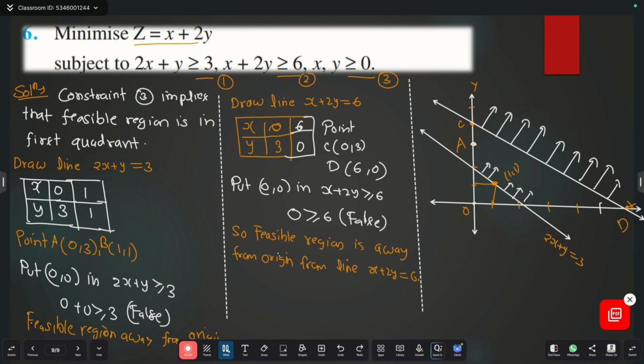Obviously this is unbounded because it is going upside. Bounded below, unbounded above. This is what the feasible region is. Unbounded. The feasible region is unbounded.